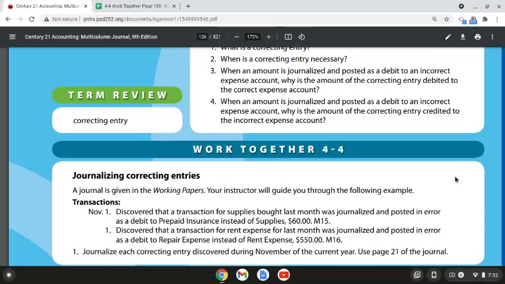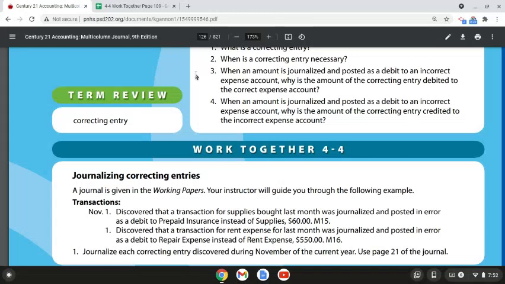All right, so now we're going to be moving on to the 4-4 work together, where we will be journalizing correcting entries. And we're going to start with the first transaction. So this first transaction reads, on November 1st, discovered that a transaction for supplies bought last month was journalized and posted in error as a debit to prepaid insurance instead of supplies. The amount is $60 and it's memorandum number 15.